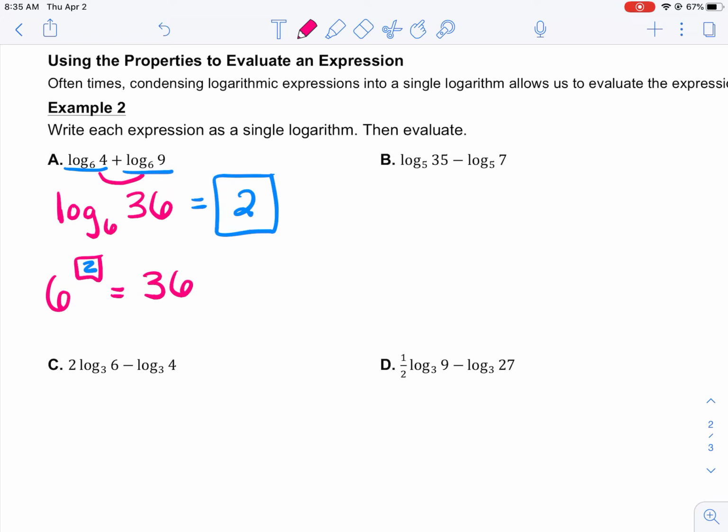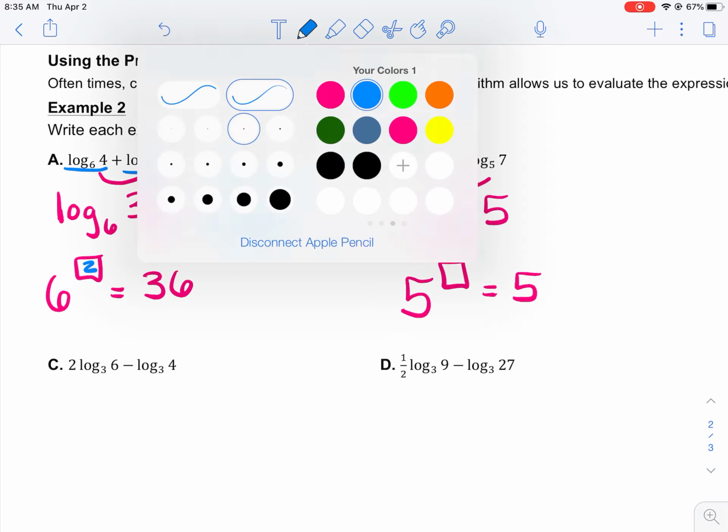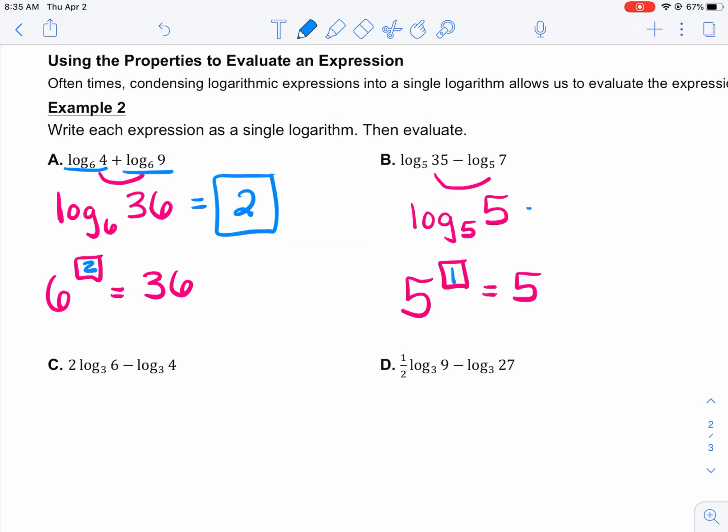All right, let's try another one. So this one, we have log base 5 of 35 minus log base 5 of 7. So when we condense those, we get log base 5, 35 divided by 7 is 5. And so now we can do 5 to what power equals 5? We know 5 to the first power is 5, and so the answer is 1.